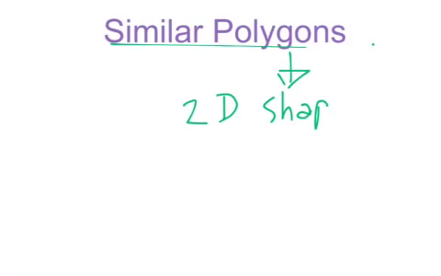In this video we're going to be learning about similar polygons. Now a polygon, just a reminder, is a 2D shape that has at least two sides. So a 2D shape with two or more sides.